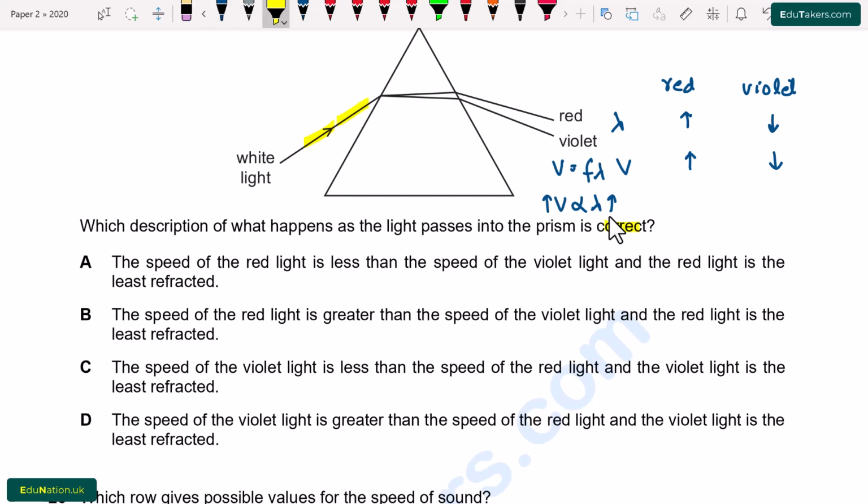Option A, the speed of the red light is less than the speed of the violet light and the red light is least refracted. So this option is basically incorrect, because here the speed of red light is smaller, which is not possible. B, the speed of the red light is greater than the speed of the violet light and the red light is least refracted. So this option is correct. Because of the larger wavelength, the red light is least refracted.